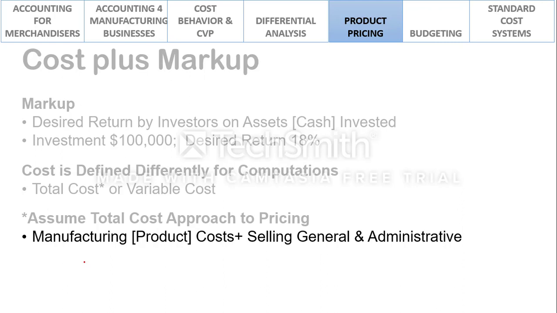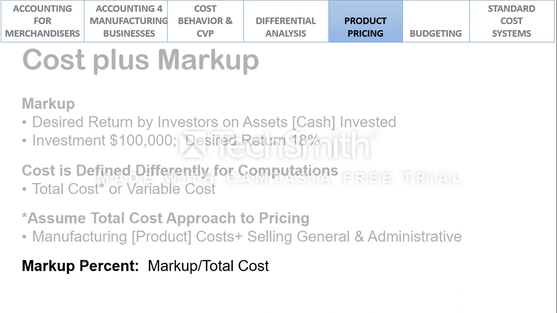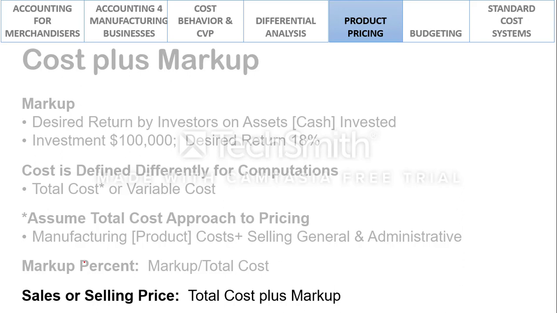And then finally, the markup percentage is going to be the markup divided by the total cost. So my markup of 18%, which represents the desired return, is not necessarily the markup percent. Instead, it's the markup divided by the total cost. So how do I determine my sales or my selling price based on all this data? Well, I'm going to add my total cost plus the markup. And hopefully that's a fairly straightforward example.